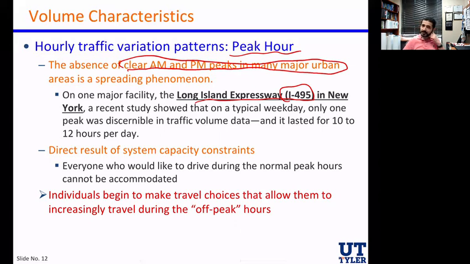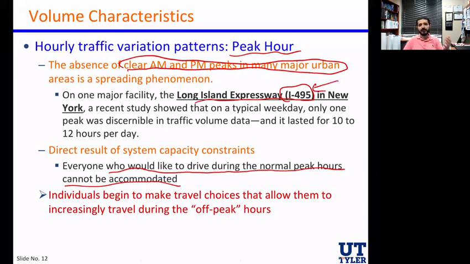What's the result of this phenomenon? Everyone who would like to drive during the normal peak hour can't be accommodated. And that's why, again, we link it back to the demand. The demand is way more than the capacity. So not everyone who wishes to use I-495 is really using it.